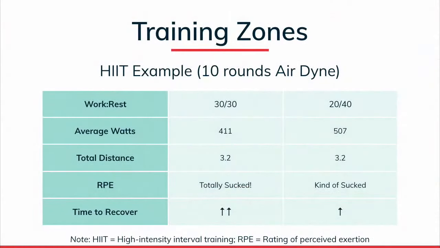So we've talked about some training zones, a few examples. So here is real-life client data. So, a high-intensity training day, a HIIT workout. This was 10 rounds, so 10 minutes total on the Airdyne. And I originally programmed it for 30 seconds of all-out work with 30 seconds of rest. And you could see the information on there.